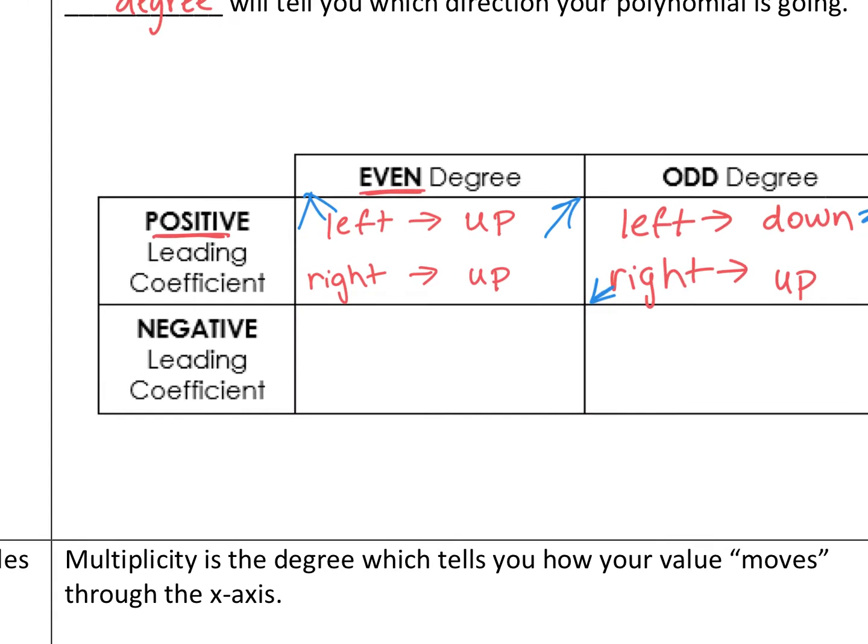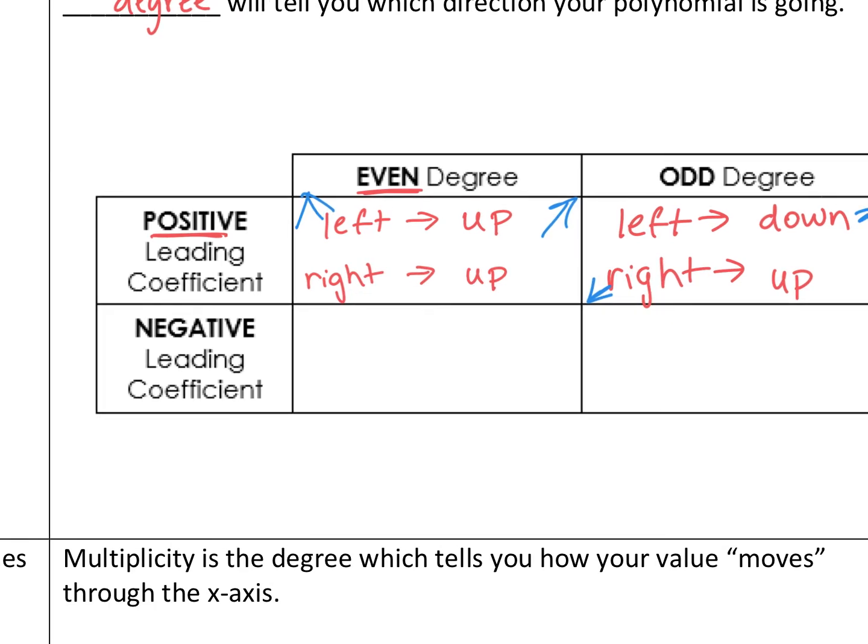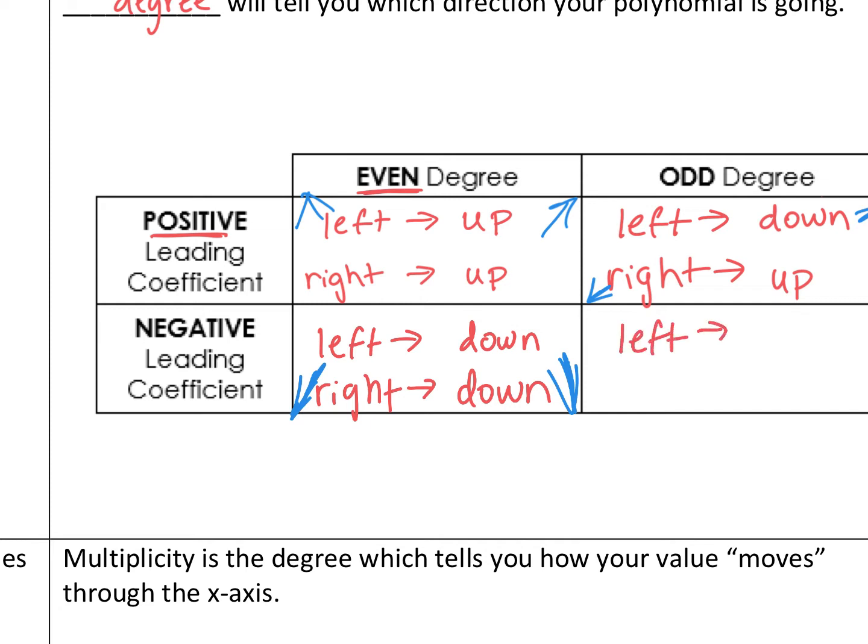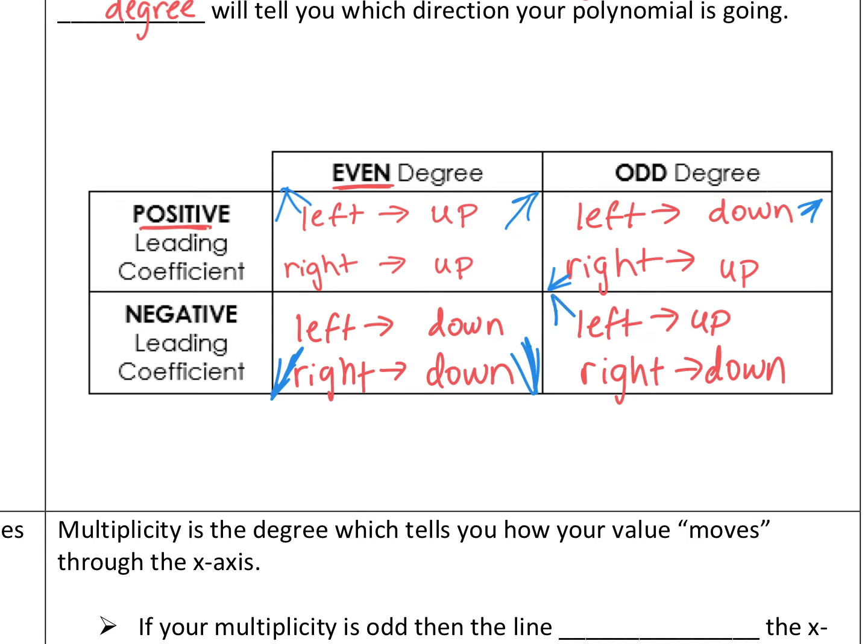Cool, and then we go back to even degrees, and we're doing a negative leading coefficient. Both are going down. Perfect. Just like a negative quadratic, both would be going down. Down, down. Those arrows are ugly, I'm sorry. Then odd and negative would be: left is up, right is down. Just like a negative sloping line. Left is up, right is down. Perfect, and again, we call those end behaviors.